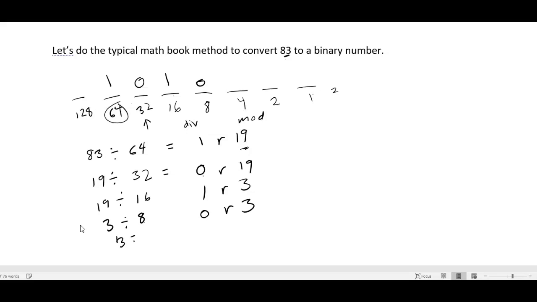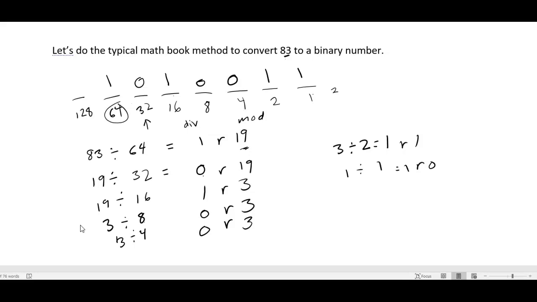I'm going to find the same thing. If I do 3 divided by 4, I have no whole number quotient: 0, remainder 3. Then if I do 3 divided by 2, I do get 1 with a remainder of 1. So I put a 2. And then if I do 1 divided by 1, I get a 1 with a remainder of 0. So I'm at 0. I have nothing left to convert.